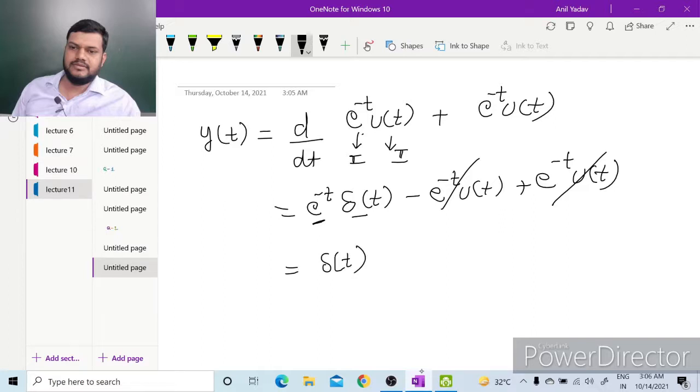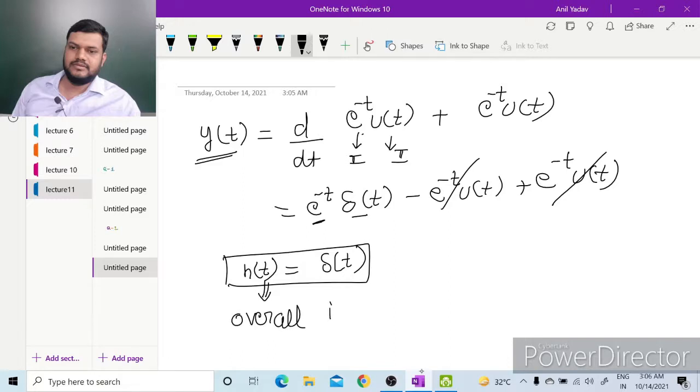As we know, this output is coming when we are giving input as δ(t), an impulse. So this response is the impulse response. The overall impulse response, where x(t) is δ(t), is δ(t).